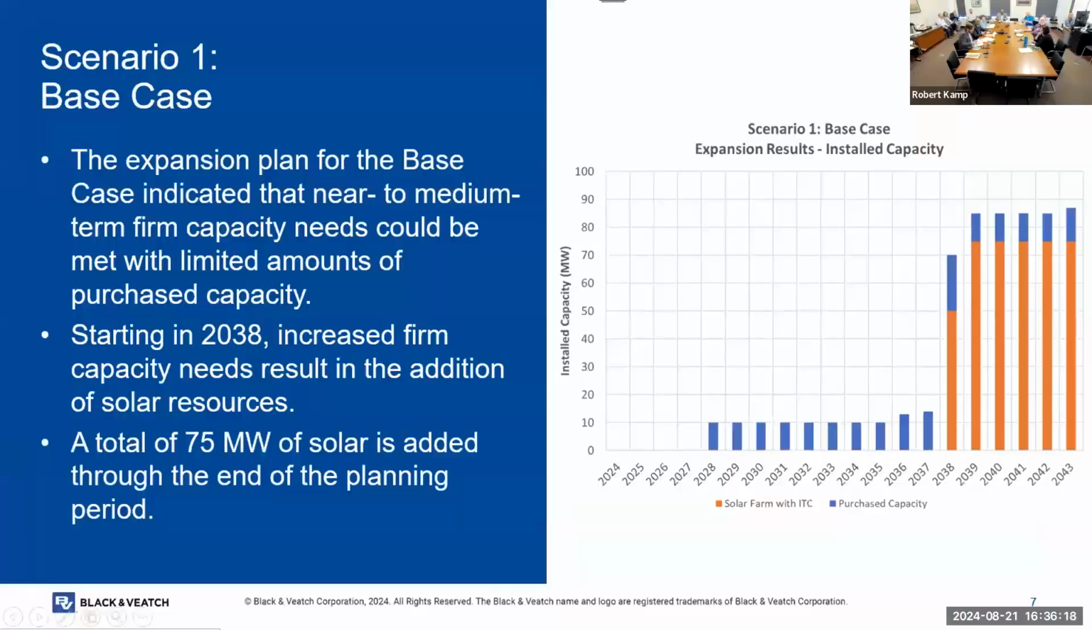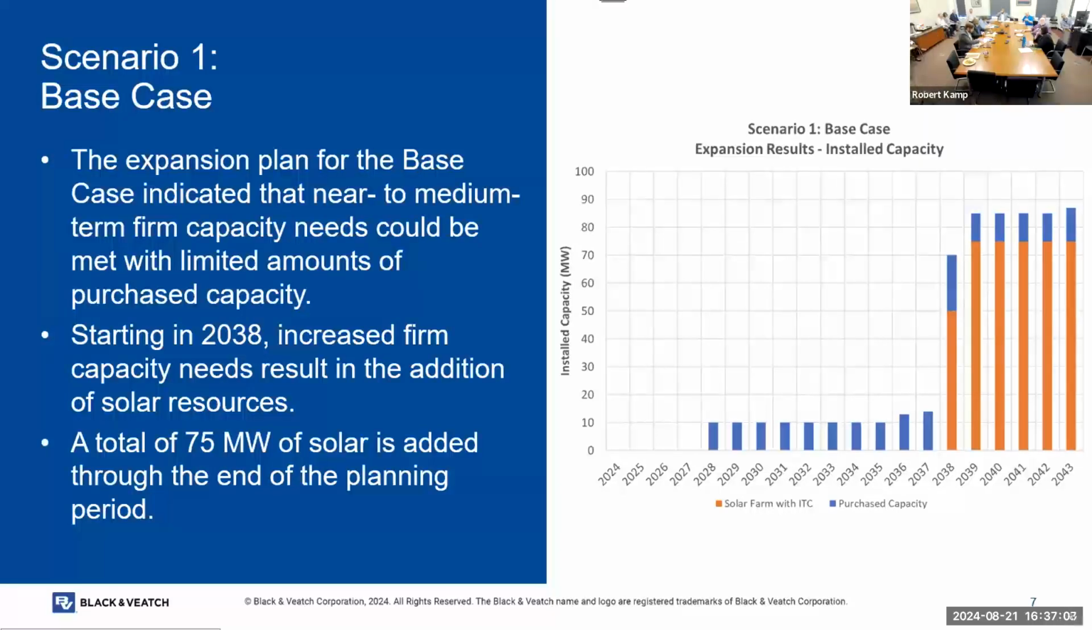Let's go on. Again, to review the base case, and we talked about this some time ago. The expansion plan for the base case shows that in the near to medium term, firm capacity needs can be met with limited amounts of purchase capacity. And again, those are bilateral agreements between BPU and other market participants for the right to firm capacity. Starting in 2038 within the base case, there are additional firm capacity needs that result in the addition of solar resources, solar farms. And a total of 75 megawatts of solar capacity is added through the end of this planning period.